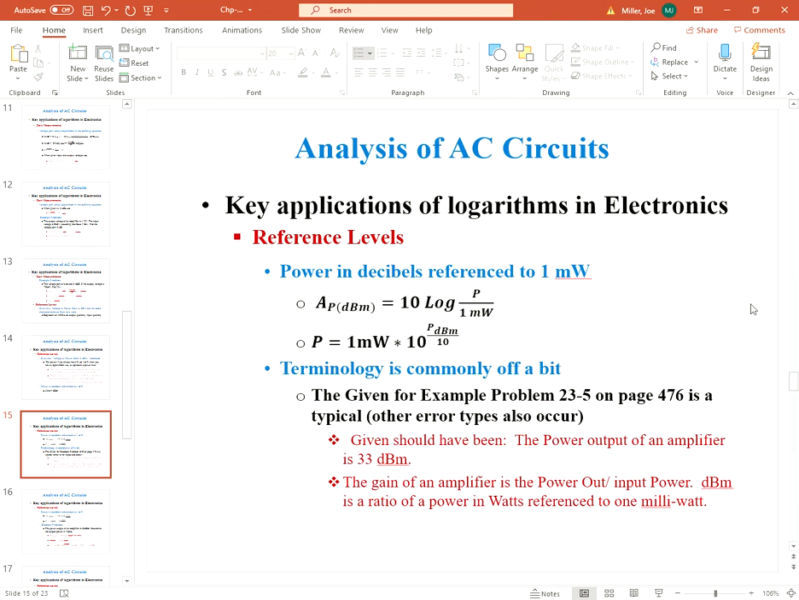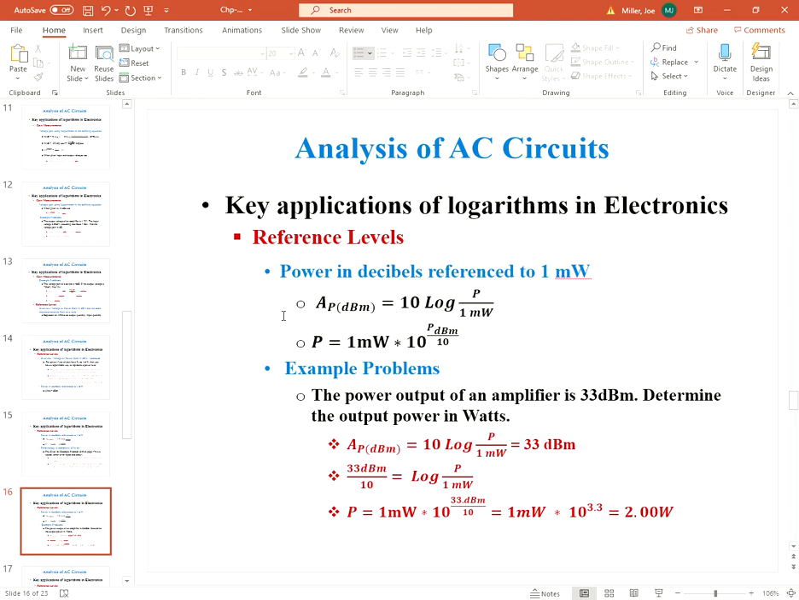Sometimes the terminology is off a bit. The given, for example, in problem 23.5 on page 476 is typical. Other types of errors also occur. The given was the power output of an amplifier is 33 dB. It should have been 33 dBm. Now the gain of an amplifier is the power out over input power. dBm is a ratio of power in watts referenced to 1 milliwatt. Again, here are the equations.